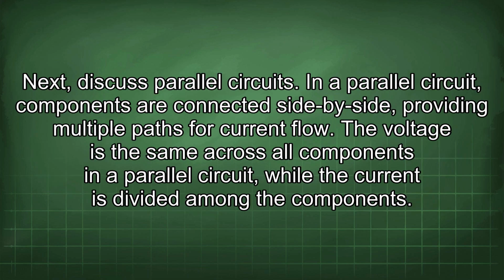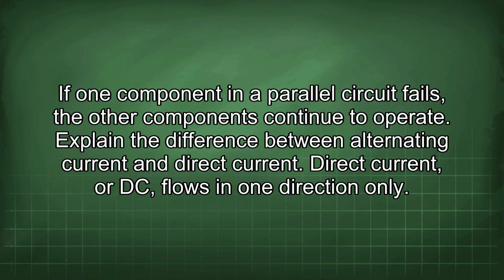Next, discuss parallel circuits. In a parallel circuit, components are connected side by side, providing multiple paths for current flow. The voltage is the same across all components in a parallel circuit, while the current is divided among the components. If one component in a parallel circuit fails, the other components continue to operate.